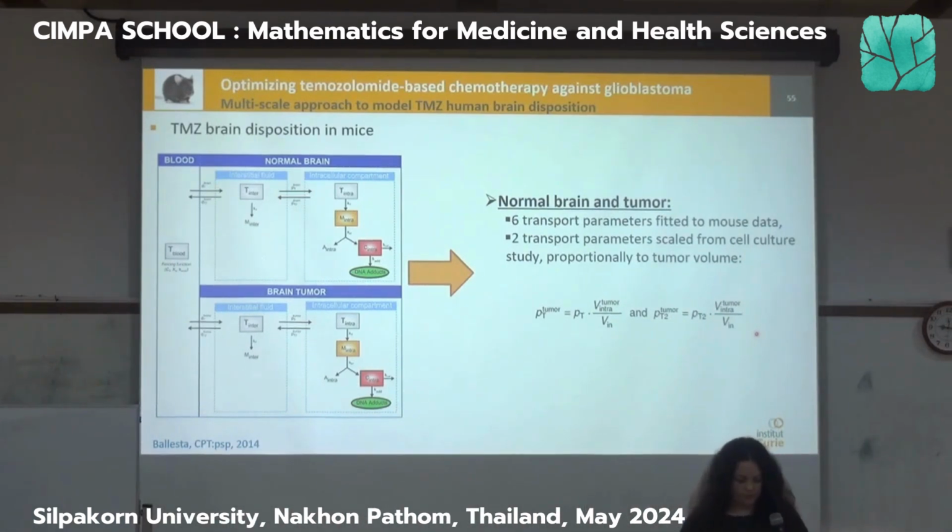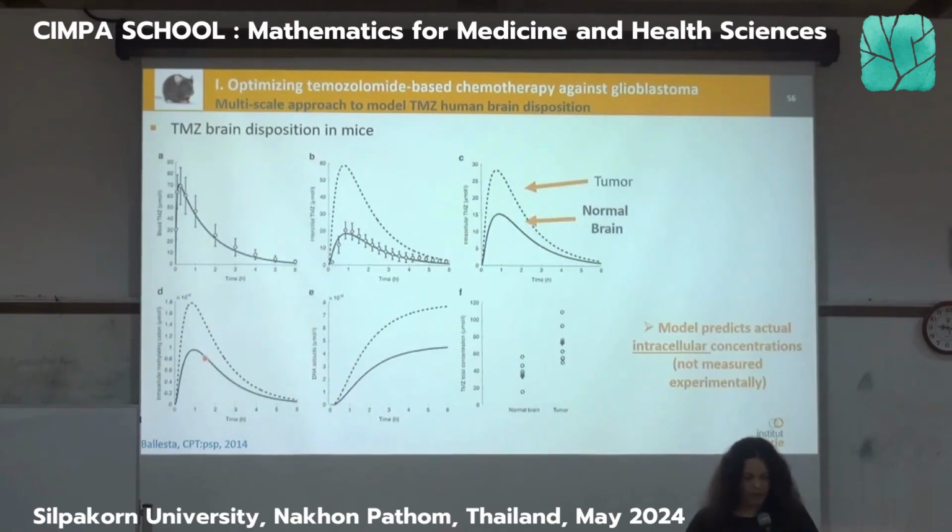And for the other 6 parameters, so here you have 2 parameters for transport in the normal brain, and these parameters here are for the transport between the blood and the interstitial fluid. Okay, so basically we have few data and we estimate the parameters. So those 6 parameters, I mean. And this is what we got.